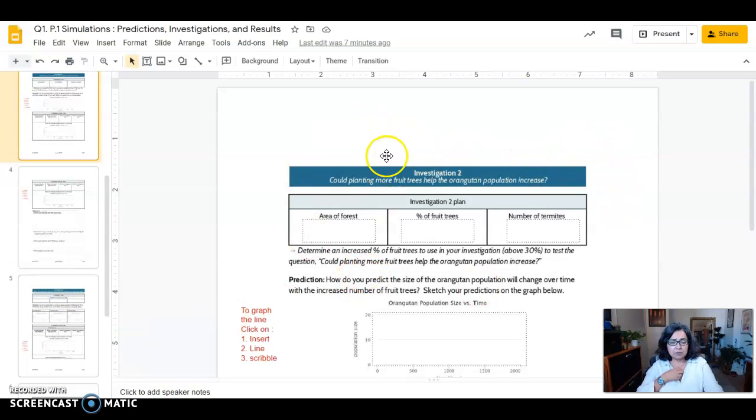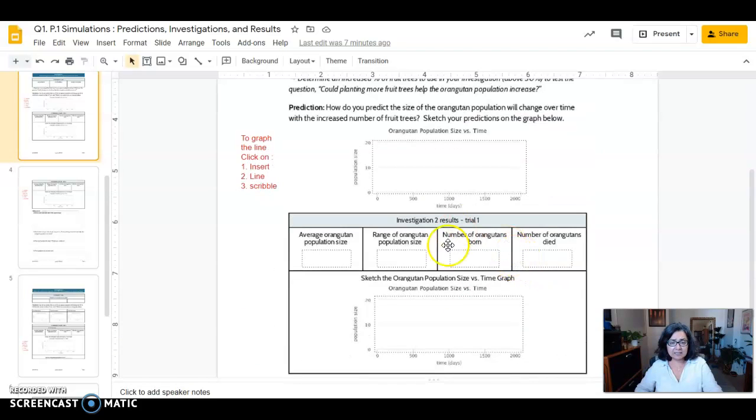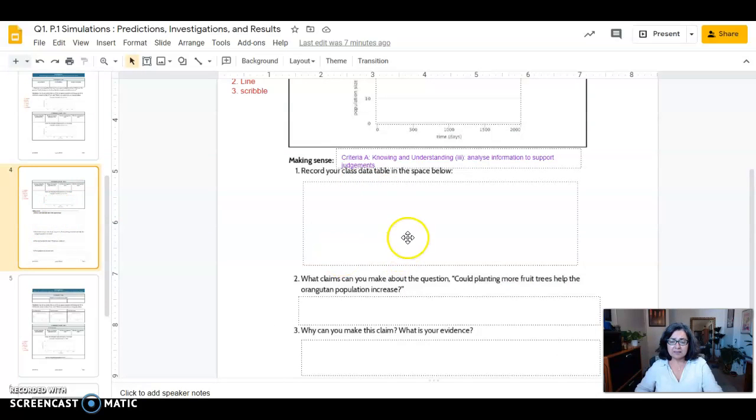Again, I am checking for criteria B here when you're designing it, right? And then criteria A in these sections when you are giving a response.